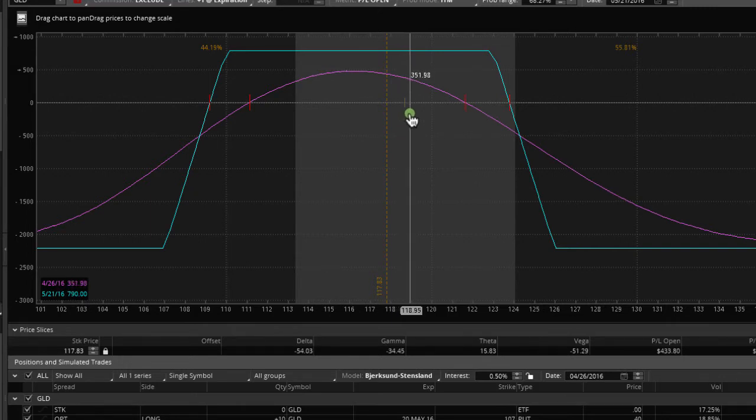So if you look at this little hash mark right here, that dictates where price is right now. And remember, the pink line is our profit line. So right now I'm profitable on this trade by about $379, give or take a little bit.